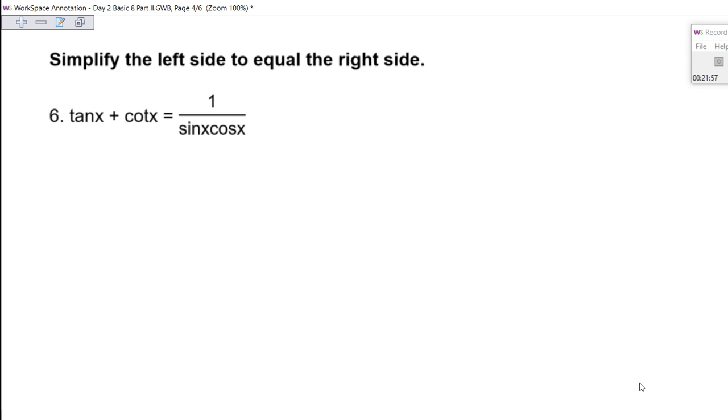Okay, for the last three, it says simplify the left side to equal the right side. So you have to start with the left side and work with the left side only. So for the left side, we have tangent of x plus cotangent of x.